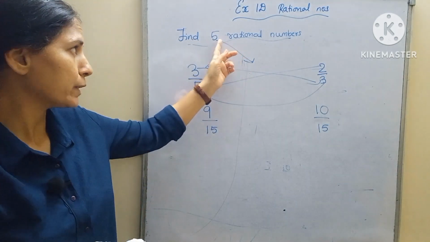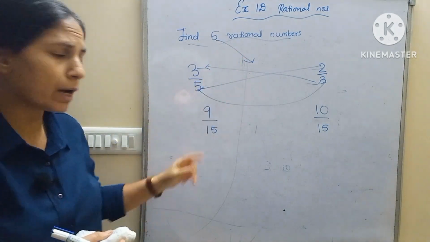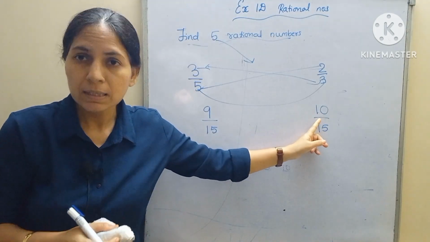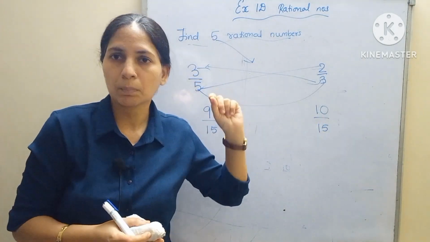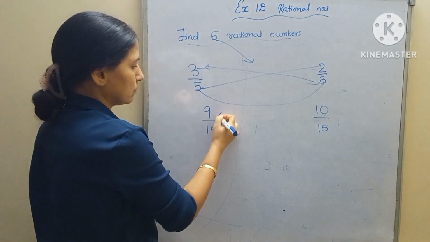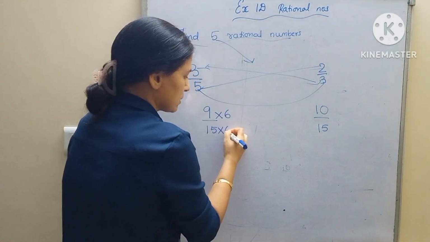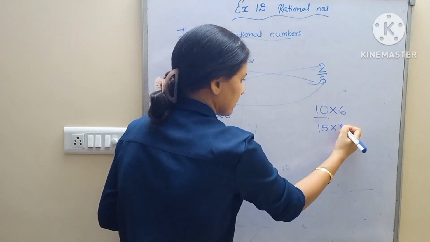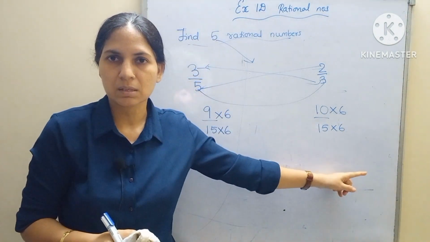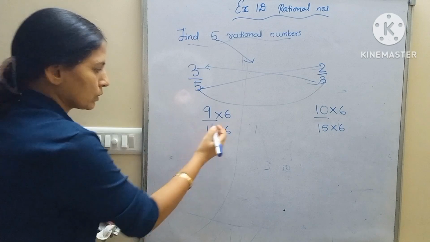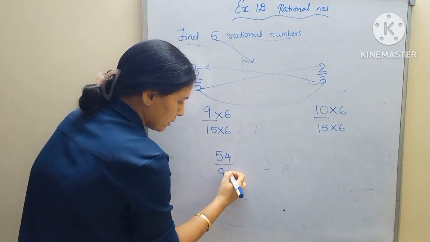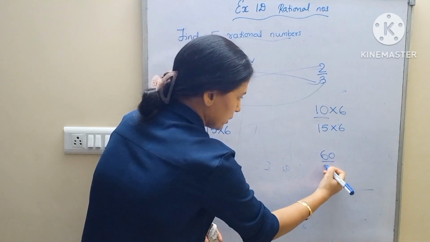We have to find 5 numbers. What if I make this 45? 9 5s are 45, 10 5s are 50. Still I will be getting only 4 numbers. So better if I multiply it by 6. What if I multiply this by 6? So this becomes 9 6s are 54 and this becomes 60. This is 54 upon 15 6s are 90, and this becomes 60 upon 90.